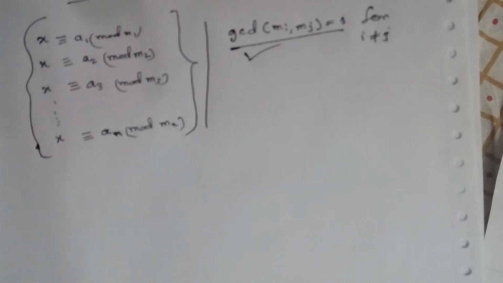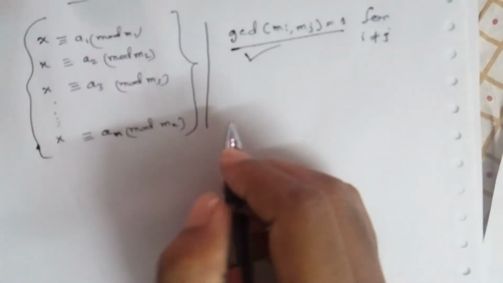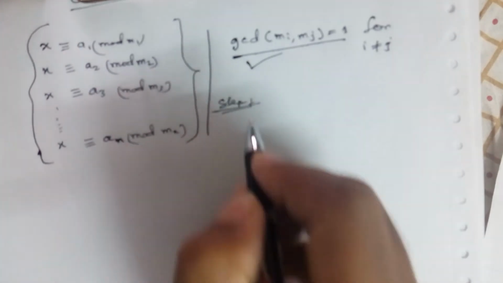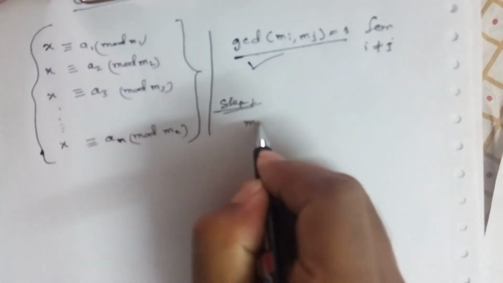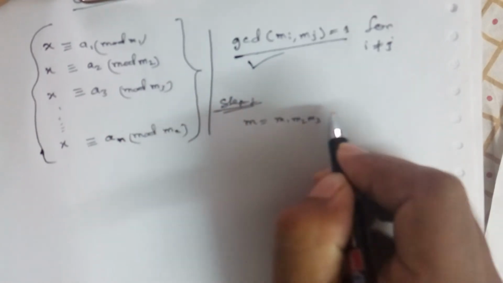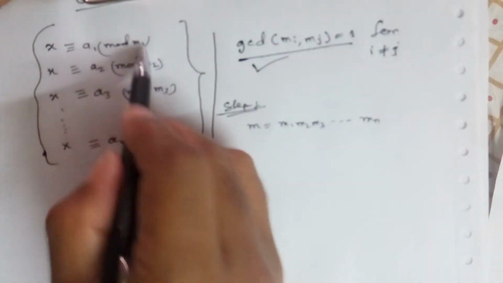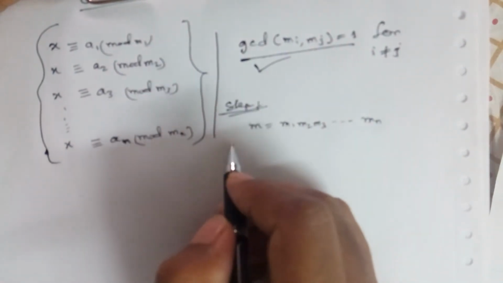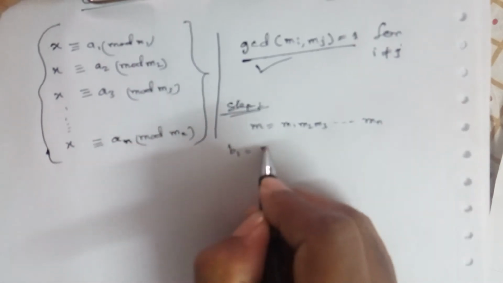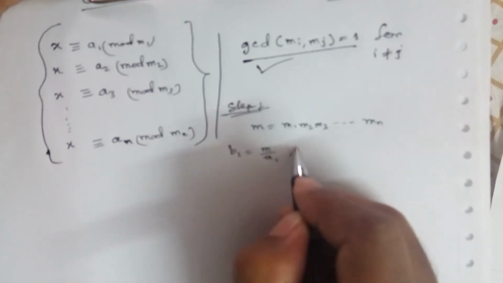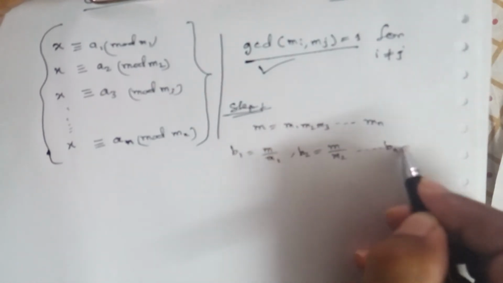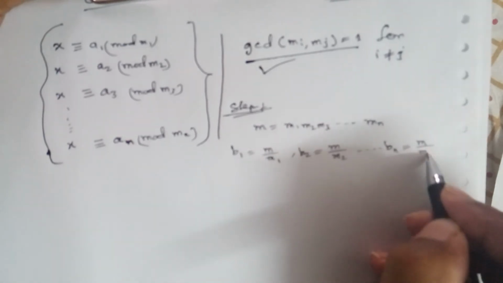Now we solve this type of problem in 3 steps. Step 1: let m equal m1, m2, m3, up to mn. That means the product of the moduli m1, m2, m3, up to mn is equal to m. And consider some numbers b1 equal to m by m1, b2 equal to m by m2, and so on, bn equal to m by mn.